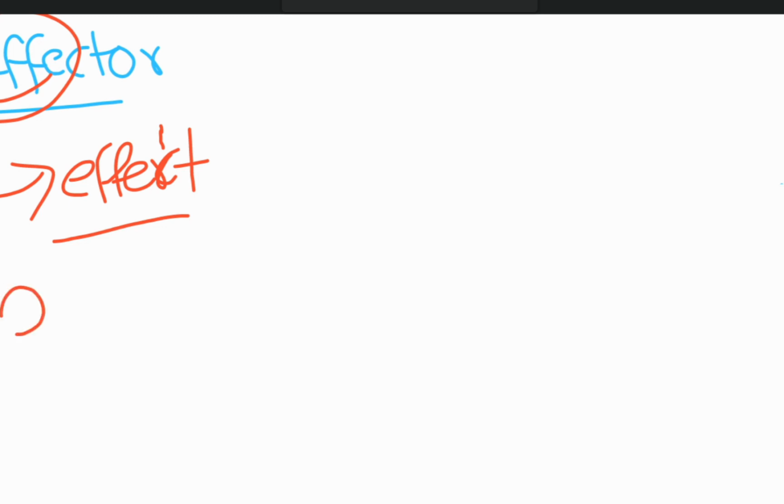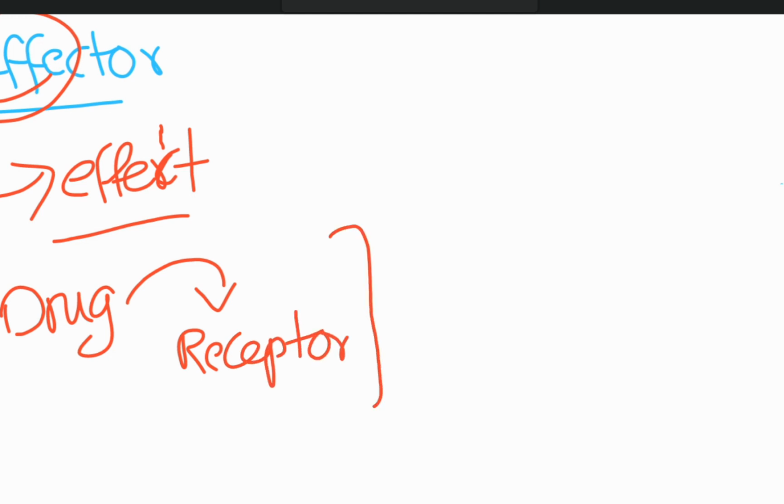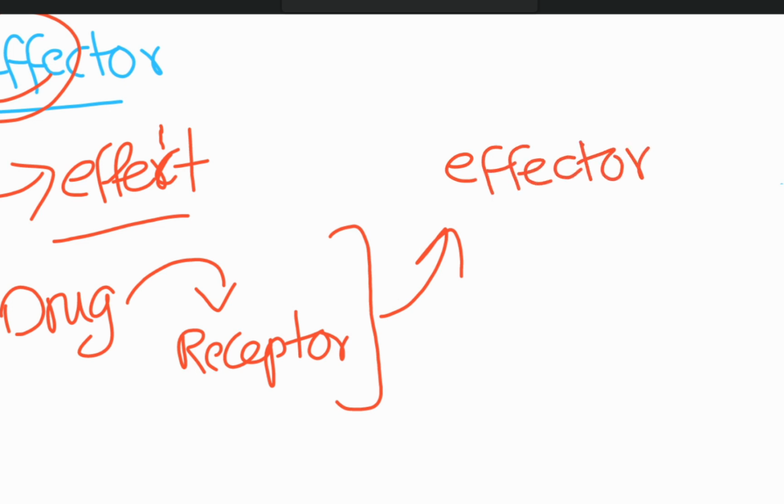It is the natural component present inside the body to give the effect. Your drug came and bound to the receptor. After this binding was accomplished, it's the role of the effector to bring about the change, to bring about the effect to change the biological system.